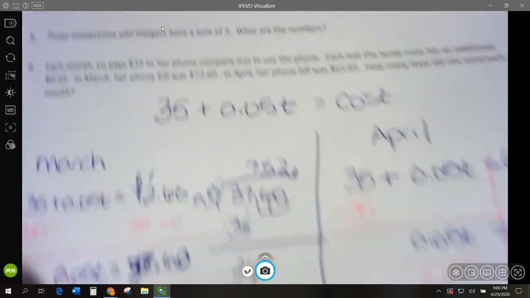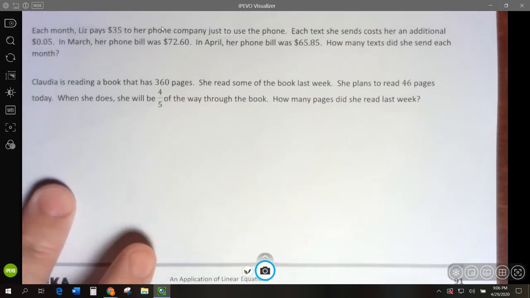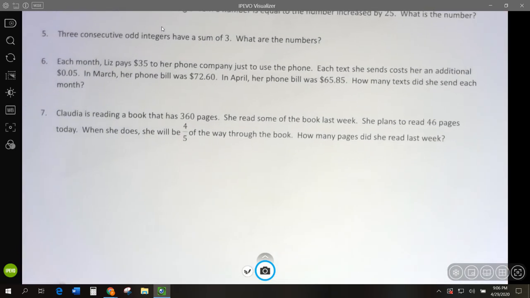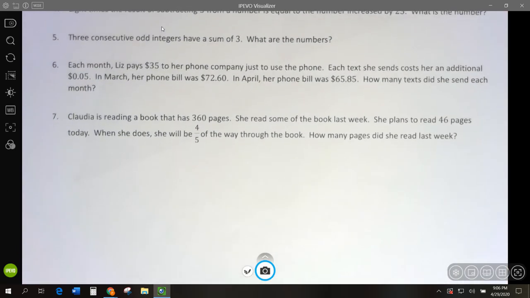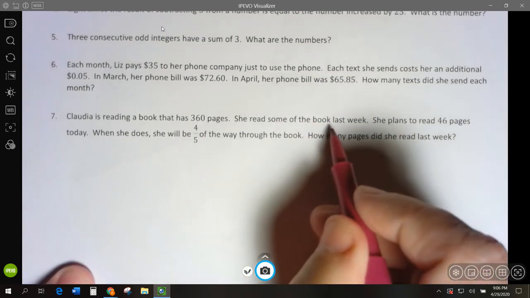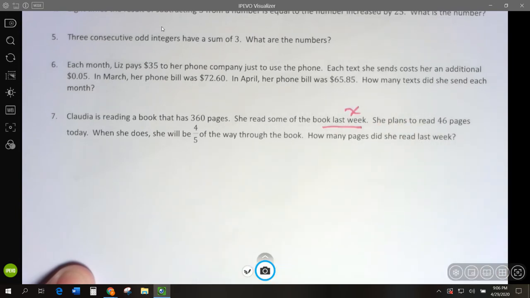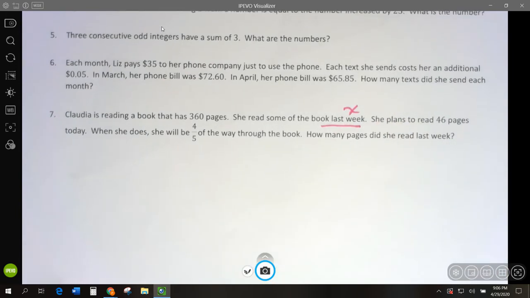And two last problems, or 3 problems to go. Having so much fun here. Claudia's reading a book that has 360 pages. She read some of the book last week. We don't know how much that is. We're going to call that X. She plans to read 46 more today. When she does, she'll be 4/5 of the way through the book. So how many pages did she read last week?